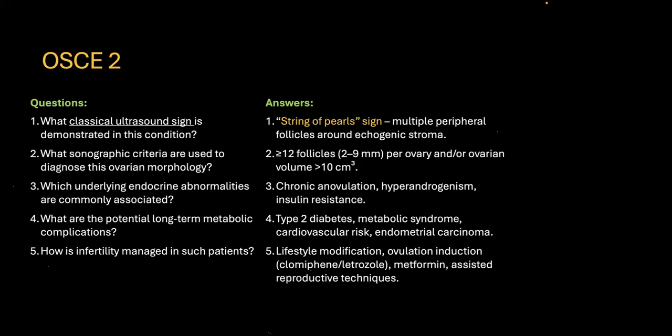So what are the underlying endocrine abnormalities? Chronic anovulation, hyperandrogenism, insulin resistance, right? Potential long-term metabolic complications could be type 2 diabetes, metabolic syndrome, cardiovascular risk, and it can also cause endometrial carcinoma. And how is infertility managed in such patients? Lifestyle modifications. You can just take a screenshot because such typical questions will be asked in very simple pathologies like PCOS and all. Ma'am will be providing them the file, the PDF. Okay, fine, fine. Yeah.